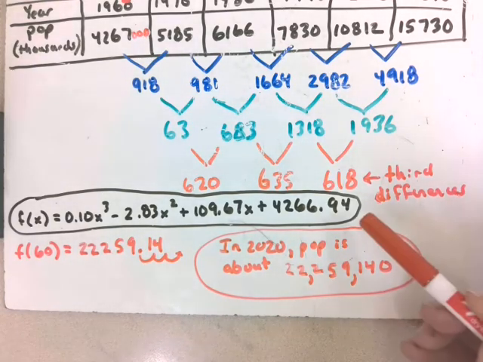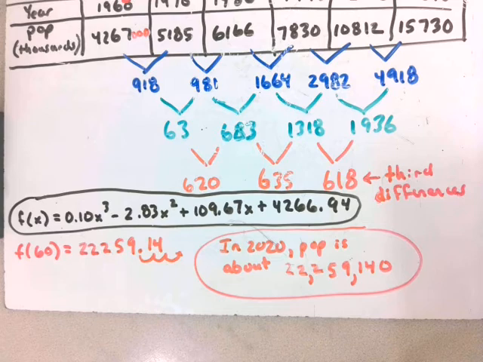So there are 2 parts to our final answer. We were supposed to come up with an equation for the cubic that fit the data, and then predict what the population is going to be in 2020, or estimate what the population is in 2020. That's how you would go through and do that problem using a TI83 or TI84 calculator.